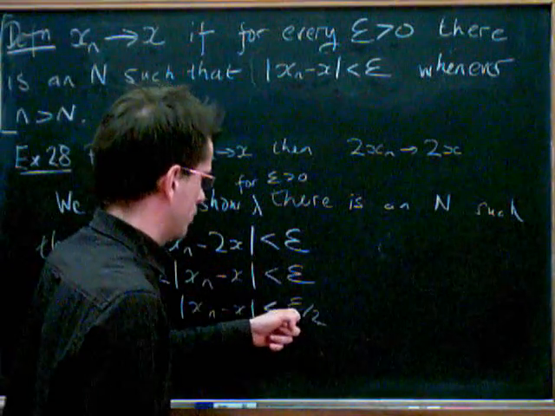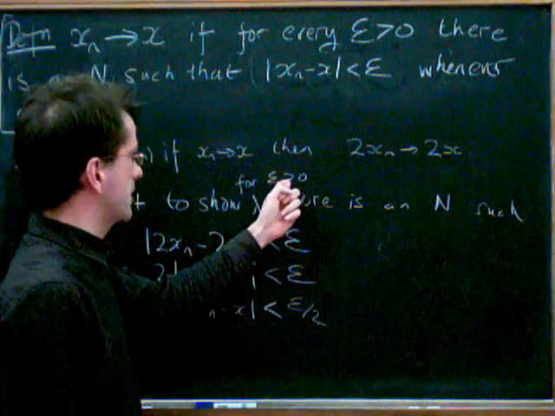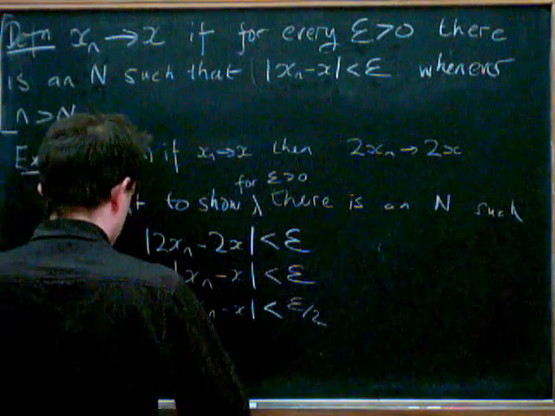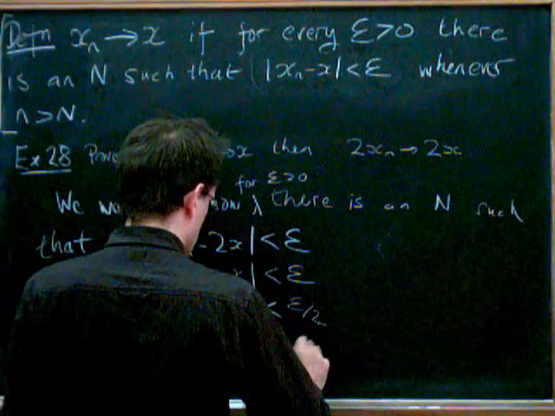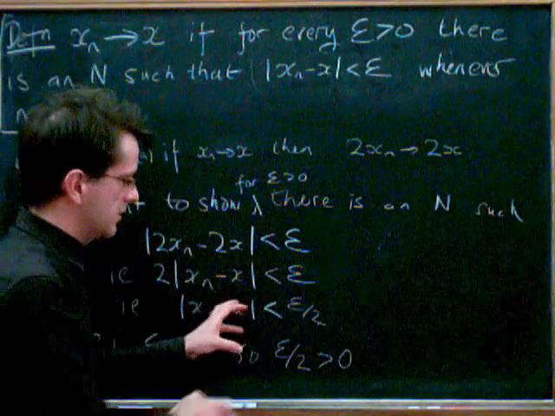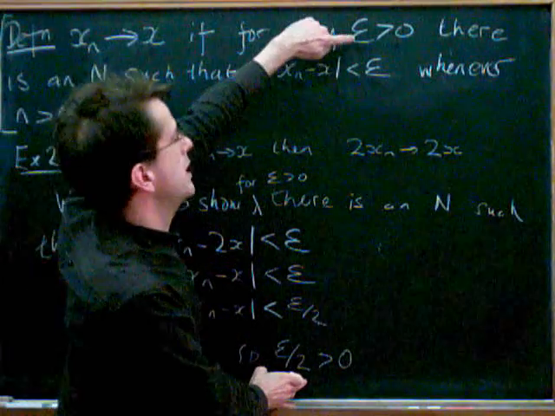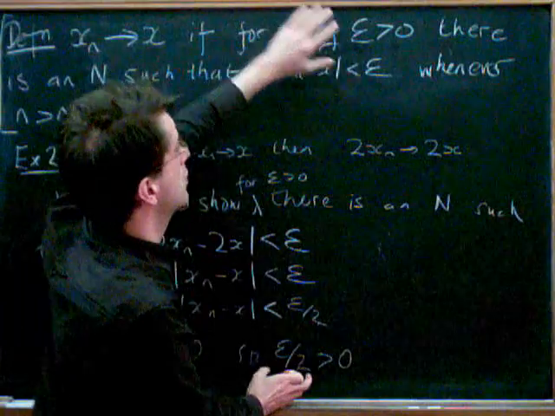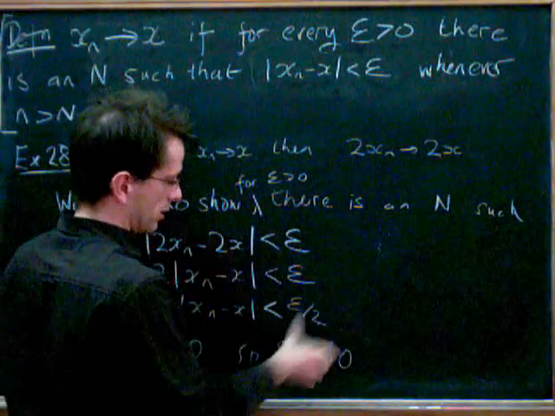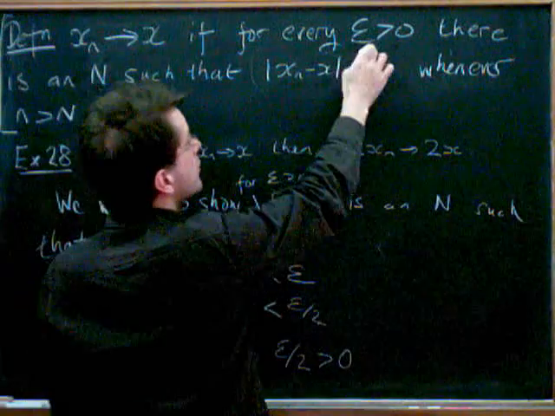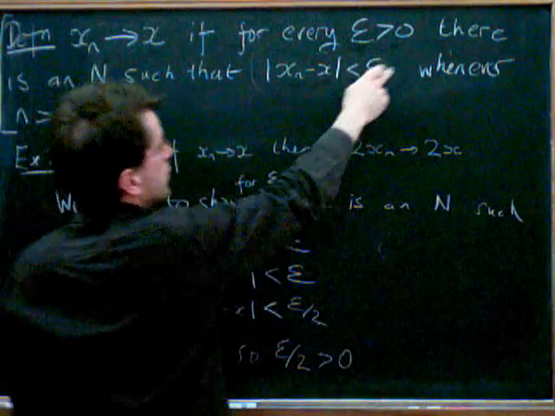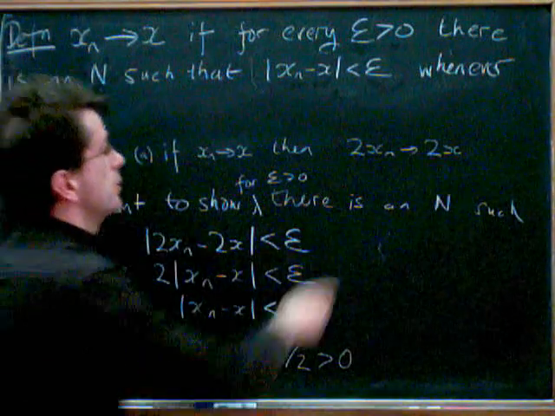But what do we know about epsilon over 2? Epsilon is bigger than 0, so epsilon over 2 is bigger than 0. And that means that where we've used epsilon here, we could have equally used epsilon over 2. It's equally as good to use as epsilon, because all we're after is a positive number. So for every epsilon over 2, there's an N such that it's true with epsilon over 2 there.